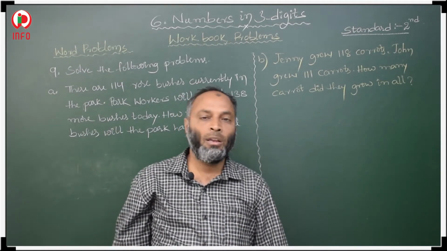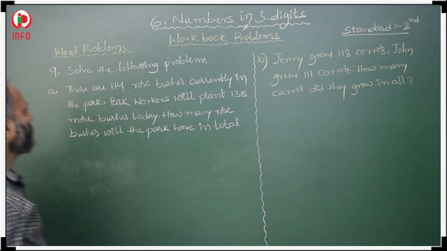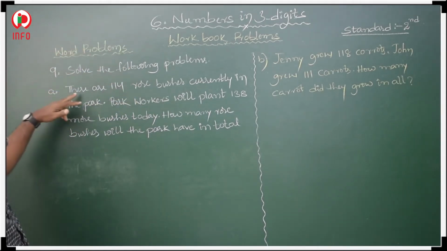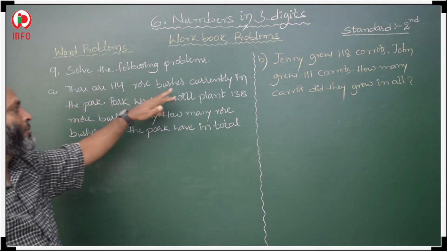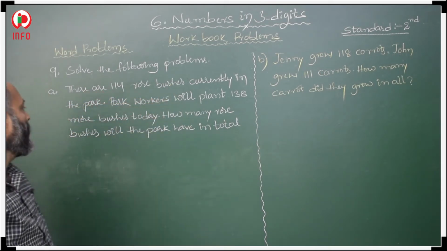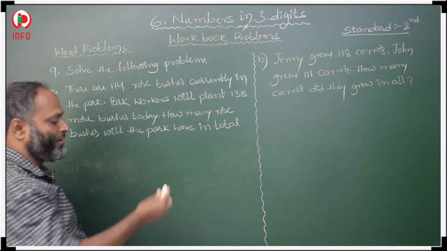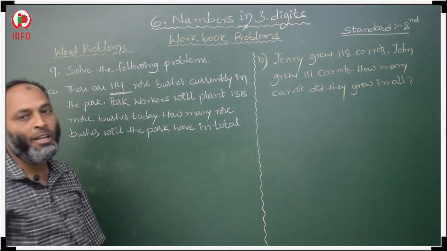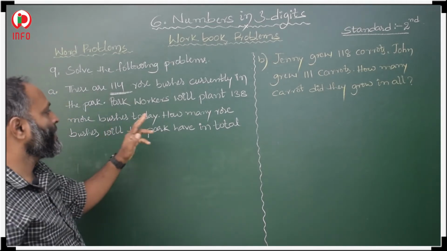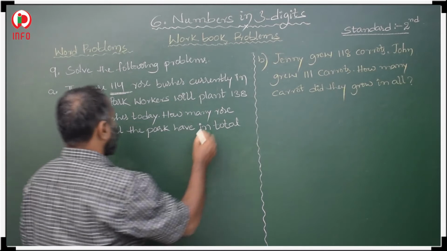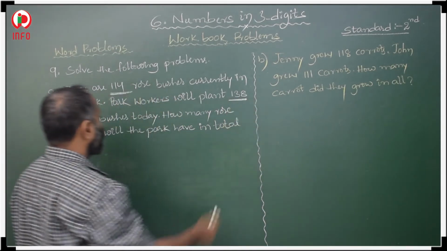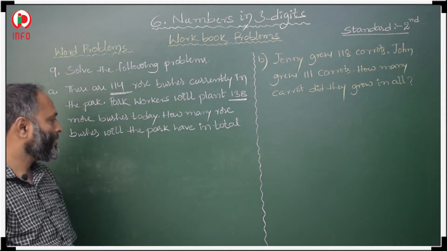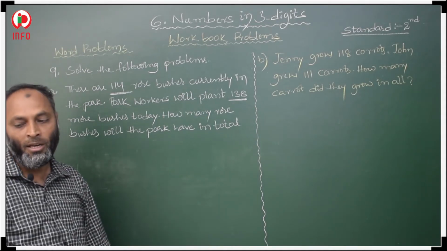Okay. Now see here, first read the question. Solve the following problems. This is a word problem. There are 114 rose bushes currently in the park. How many bushes were there? 114 bushes were there. Park workers will plant 138 more bushes today. Then how many rose bushes will the park have in total?